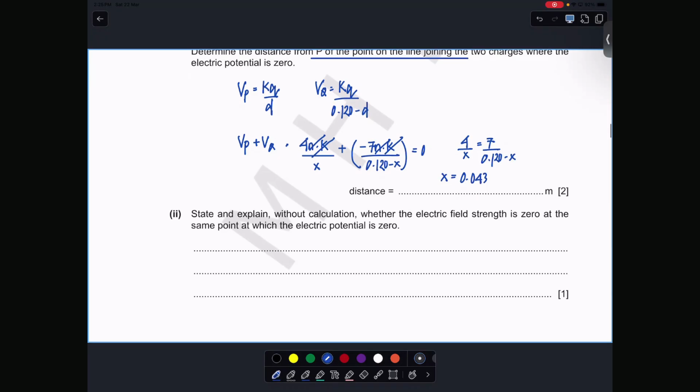আচ্ছা, পরেরটা বলছে state and explain without calculation whether the electric field strength is 0 at the same point at which the electric potential is 0. Electric potential negative version of that, the gradient, negative gradient gives you what? Electric field strength, right? So you can infer from there. So what do you think? Is it 0? The place where the net field is 0, the net potential is 0.